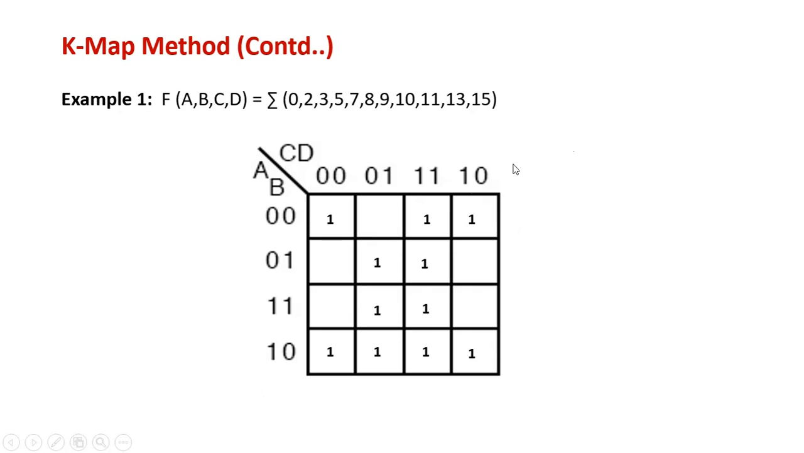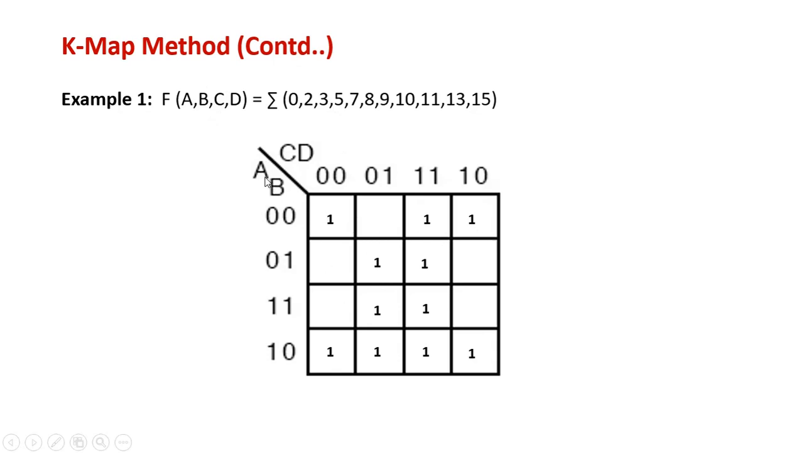Now let's go through this example so that all the concepts will be clear. This is a four variable function. A is the MSB and D is the LSB, and it is the sum of these minterms: 0, 2, 3, 5, 7, 8, 9, 10, 11, 13, 15. So we will form a K-map. It will have 16 combinations because 4 variables are there, so 2 raised to the power 4, 16 squares will be there.